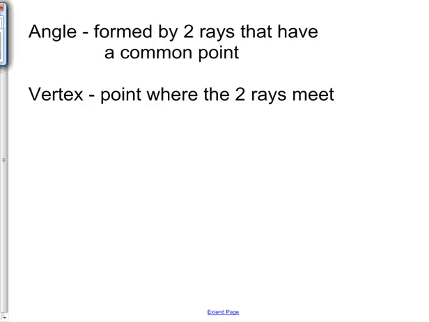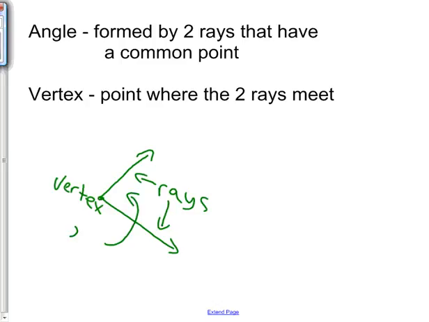Okay, so we have an angle, we have a vertex. A vertex that joins two rays. These are rays. And this right here in the middle, that's the angle. Any questions about an angle so far? Okay.